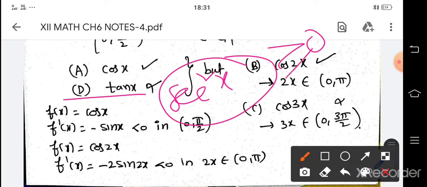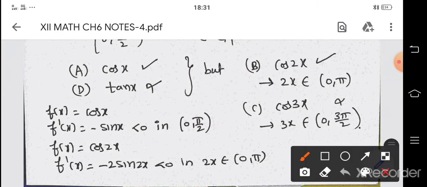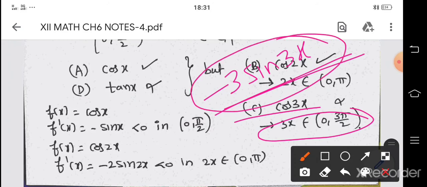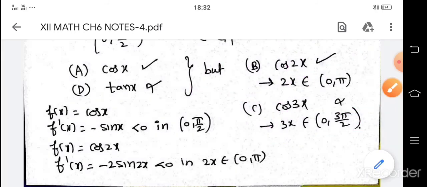So that means tan x is increasing, but they are asking which of the following functions is decreasing in the open interval 0 comma pi by 2. So no need to care about this one. If you take option C, cos 3x, 3x belongs to 0 comma 3 pi by 2. The derivative is minus 3 sin 3x, but sin is positive in the first and second quadrants, so the whole thing is negative in the first and second quadrants. The third quadrant is also coming in 0 comma 3 pi by 2. So we don't need to take option B and option C and option D. Option A and option B are right answers.